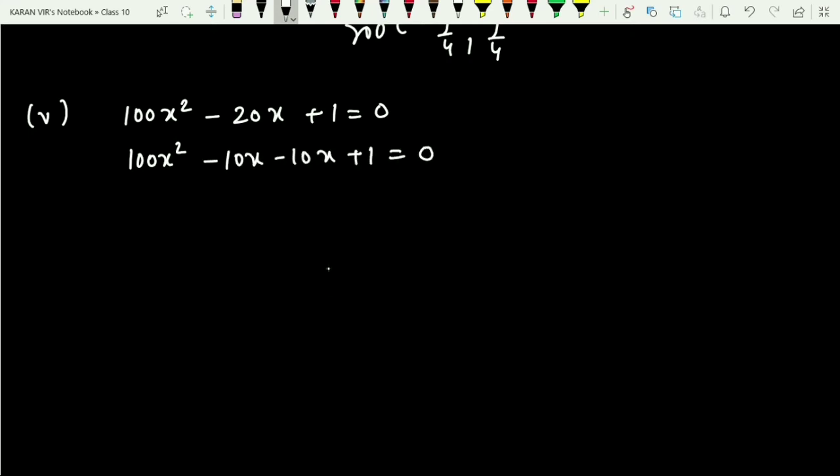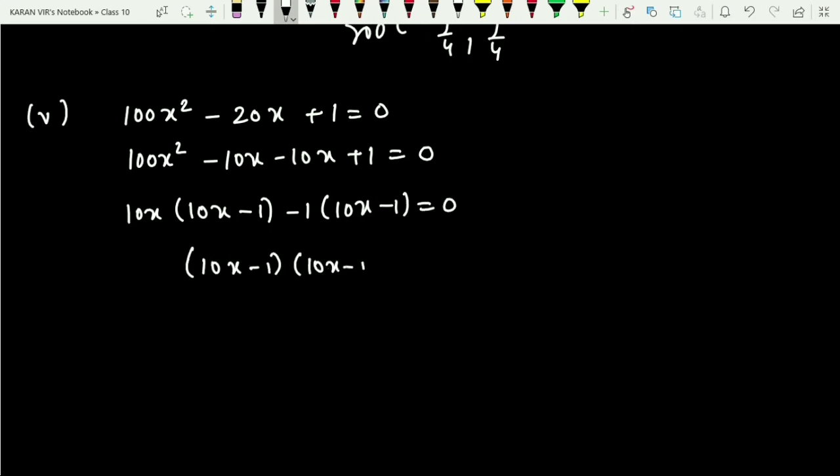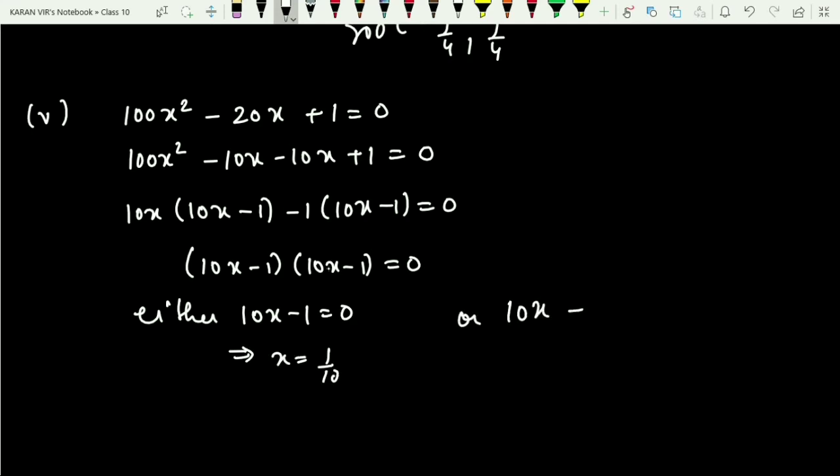Now from the first two terms take out 10x common, so this will be 10x minus 1, and minus 1 from here, so this will be (10x minus 1) equals 0. So this will be (10x minus 1) into (10x minus 1) equals 0. So either the first term, 10x minus 1, is 0, so this implies x equals 1 by 10, or the second term, which is again 10x minus 1, so x equals 1 by 10. So in this case also you get repeated roots, so the roots are 1 by 10 and 1 by 10.